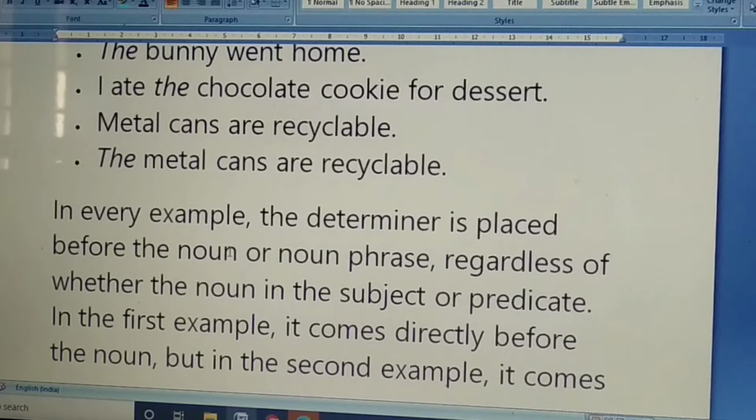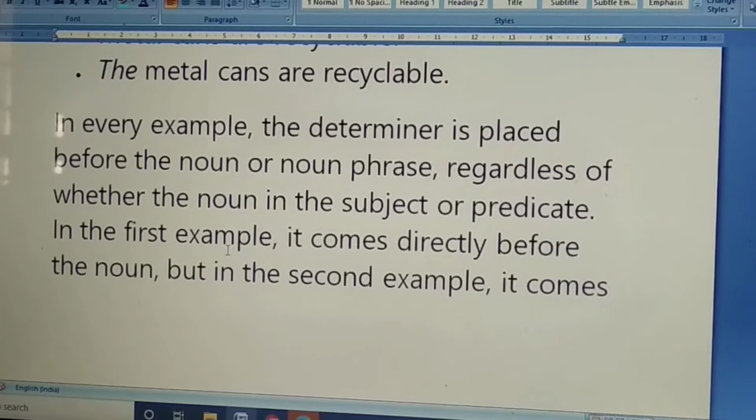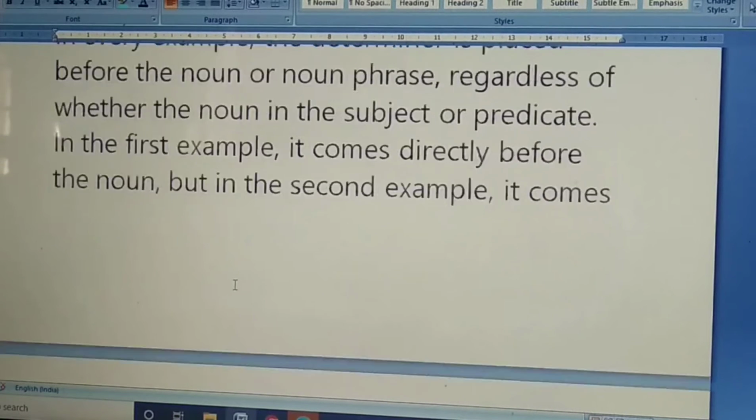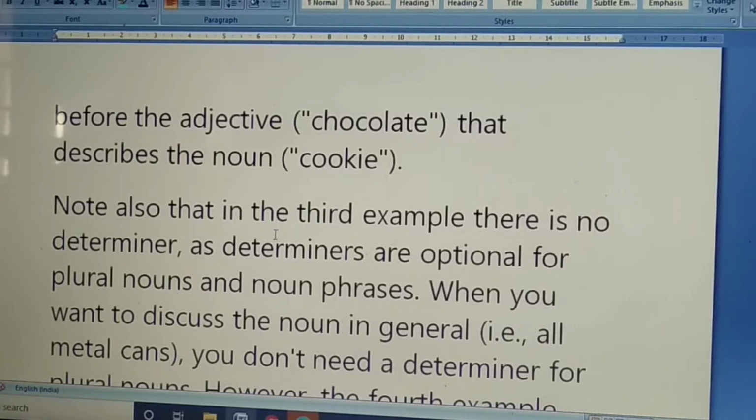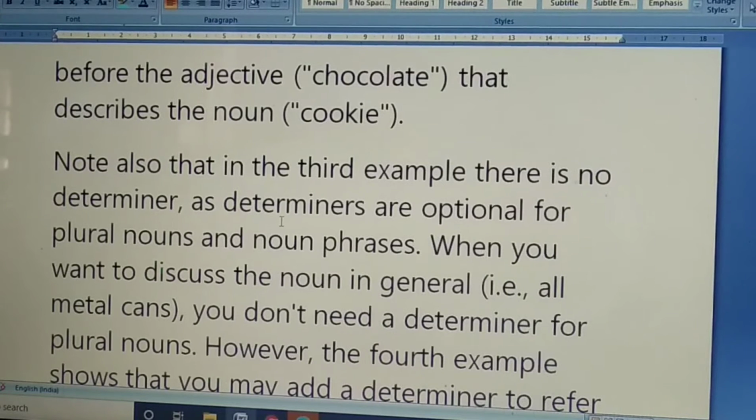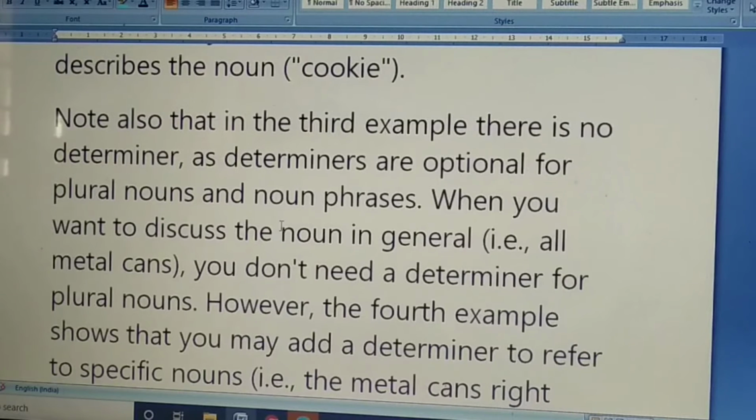In every example, the determiner is placed before the noun or noun phrase, regardless of whether the noun is in the subject or predicate. In the first example, it comes directly before the noun, but in the second, it comes where? After, before the adjective chocolate, that describes the noun cookie. So, chocolate cookie. What type of cookie? Chocolate cookie. Note also that in the third example, there is no determiner: metal cans.